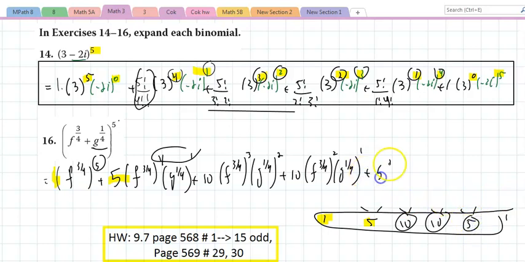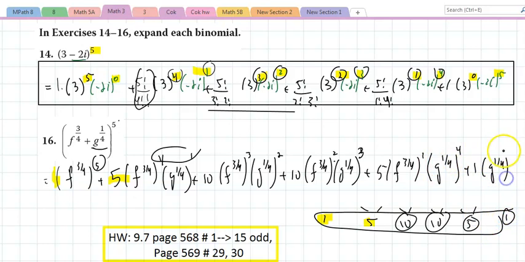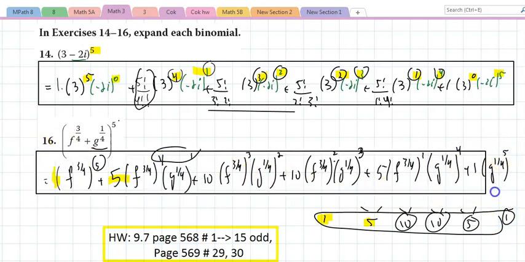Plus a 5, and it's going to be f to the 3/4 raised to the, oh, I'm sorry, that's a 3. That's a 1, that means g to the 1/4 must be raised to the 4th power. And a 1 times g to the 1/4 raised to the 5th power. And you could multiply those, and whatever you get, that would be the answer.